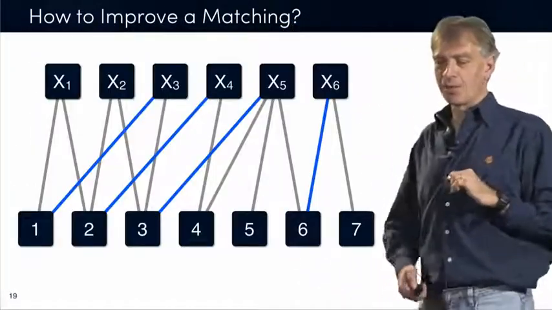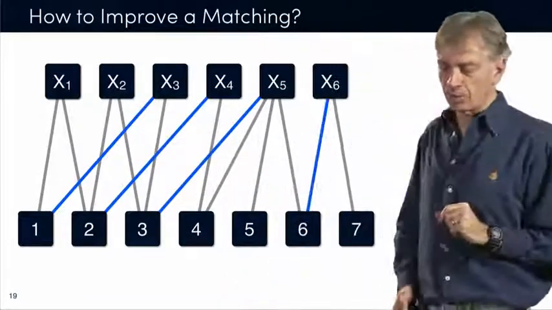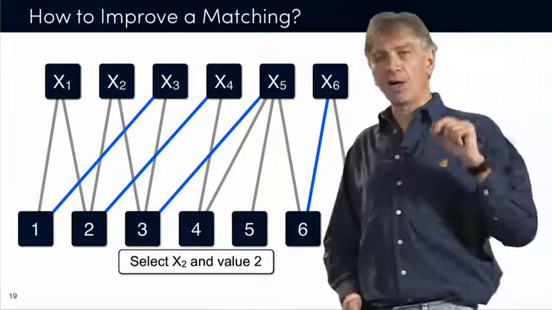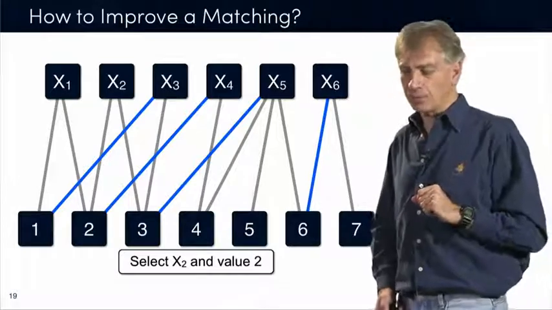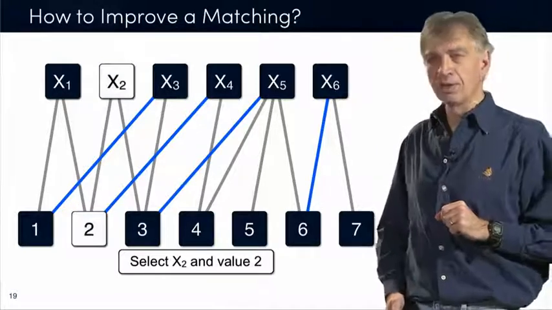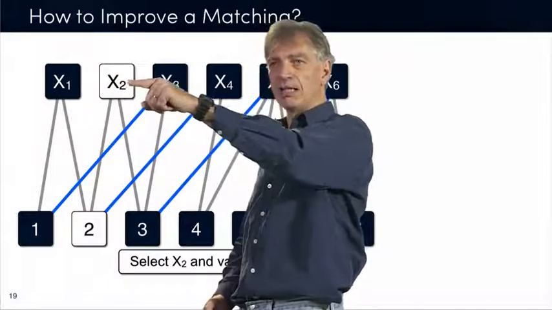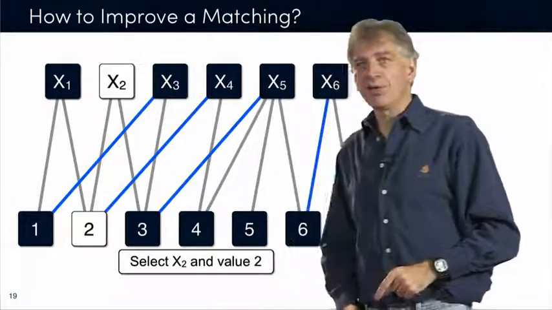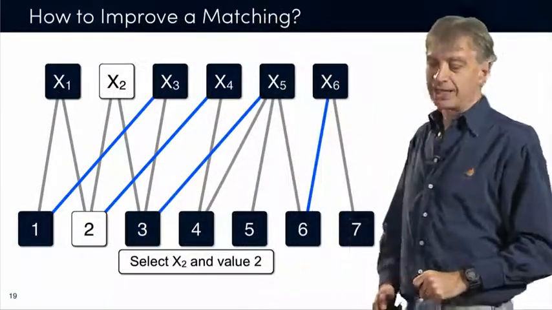So we have once again this beautiful matching with only 4 variables assigned. I'm trying to see how I can improve it. So I select the variable x2, which is free, and the value 2. This is what you see there. You see the variable x2 is free, it has no value assigned to it. I take the value 2, but you can see that the value 2 is assigned to the variable x4.